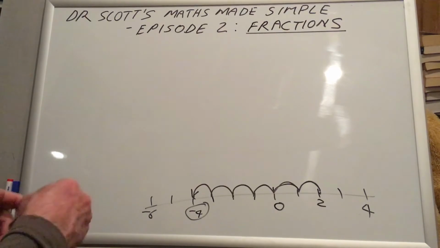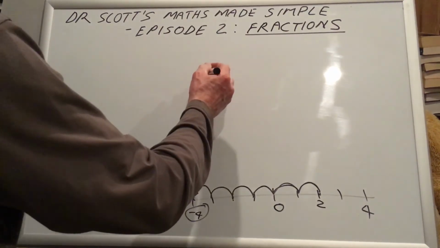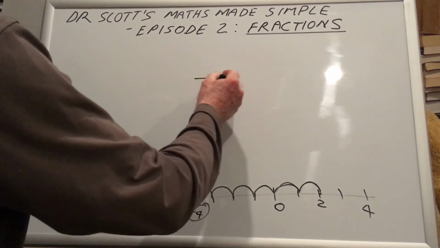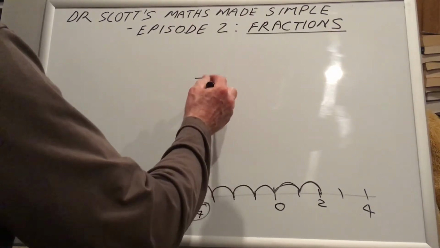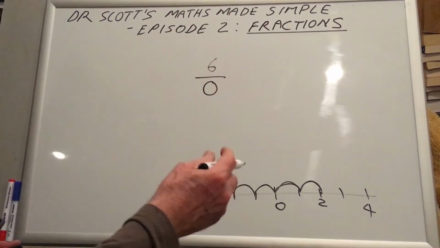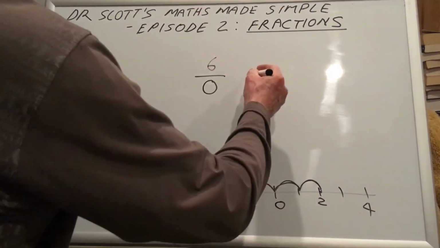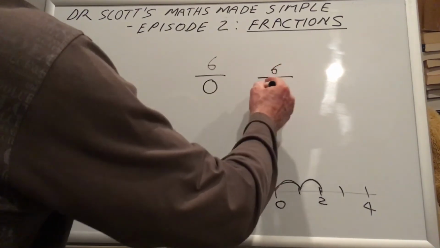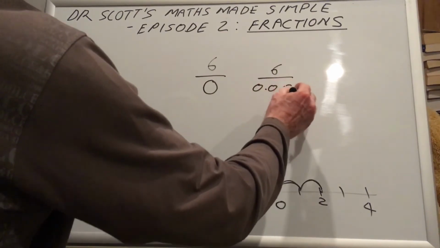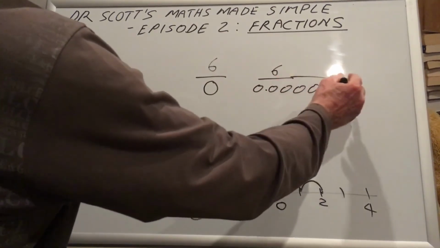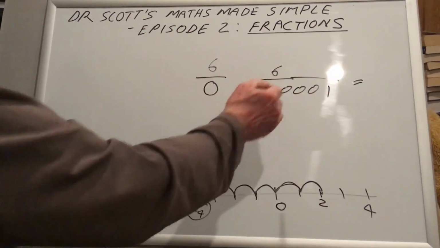Don't ever forget a basic rule. You can never divide by 0. So 6 on 0, it's not a real number. You can't do it. You can go 6 divided by 0.00001 and you get a real answer. That's okay, because it's not 0.